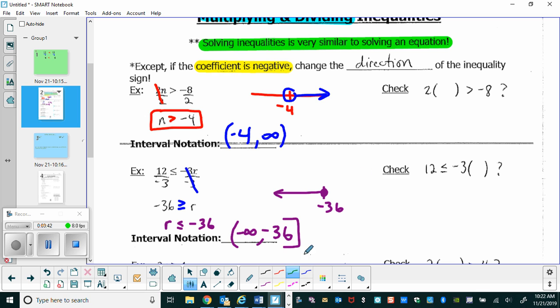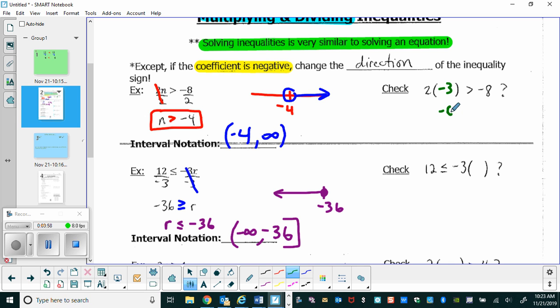All right. Now the other thing I wanted to review here as well was the check step. So let's say you're checking your answer to this first problem, and you got that n should be bigger than -4. So the first number I can think of that's bigger than -4 is -3. So let's check.